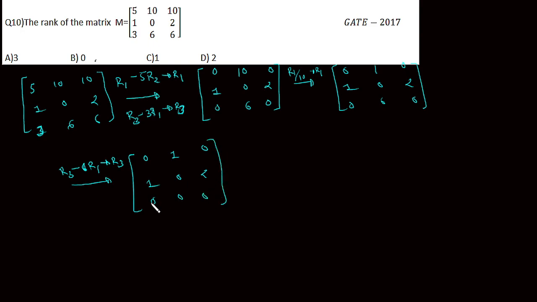Now you can see the number of non-zero rows this matrix has is 2. These two rows are non-zero and the last row is 0. So we can say that the rank of this matrix will be 2. So we are getting the rank as 2 for this matrix. So option D is the correct answer.